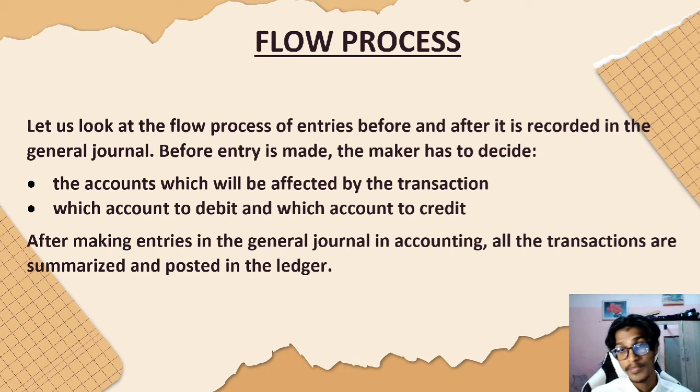I will give you an example. The owner buys office equipment by cash. So the owner has to decide which accounts are affected by the transaction. Based on the statement, the accounts affected are office equipment and cash. Then the owner has to decide which account to debit and which account to credit. So this is the flow that the maker has to decide. After making entries in the general journal, all the transactions are summarized and posted in the ledger.